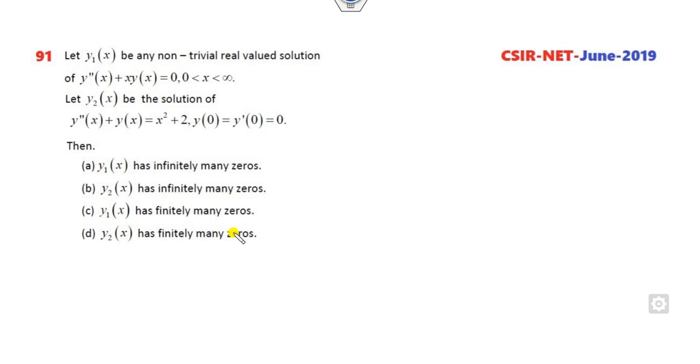Okay, now y1 and y2 have infinitely many zeros, solutions are there. Okay, look at this statement here. So I think that is very simple if you read the statement very carefully. Look at that.